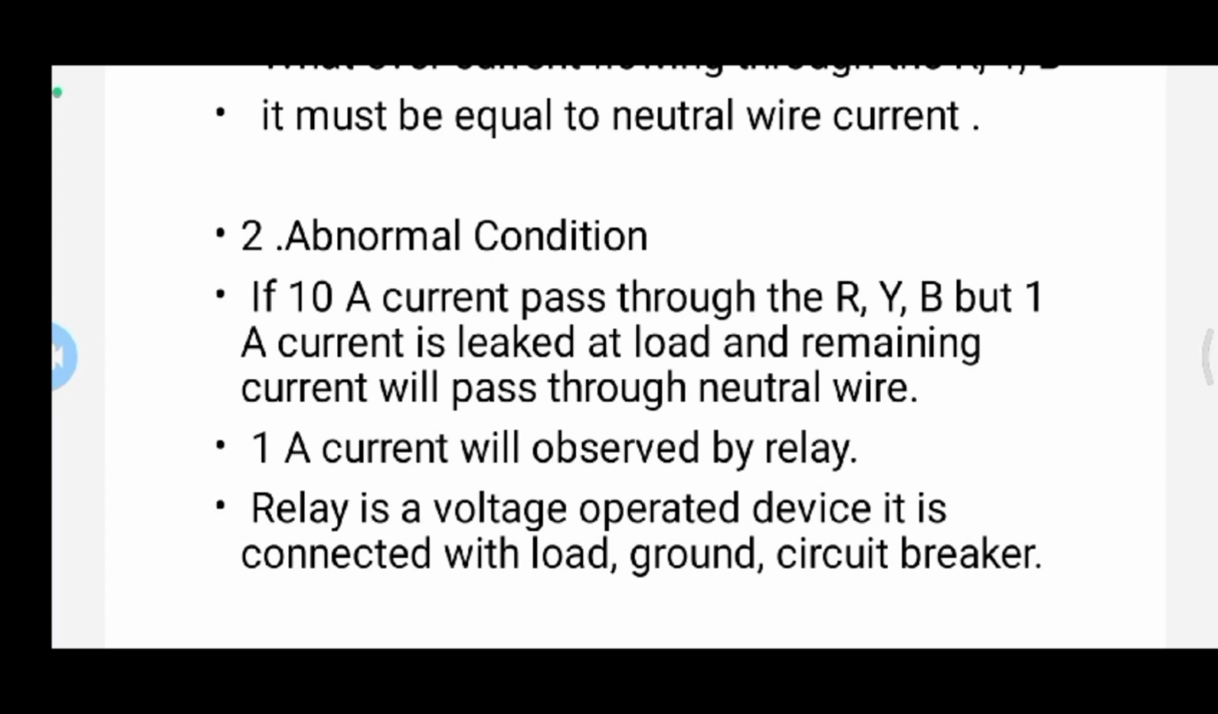What is a relay? What is the use of the relay? The relay is a voltage operated device connected with the load, ground and circuit breaker. The relay will observe the leakage of the current and send it to the ground, and it will give a signal to the circuit breaker. That means there is a leakage of the current at the load, so please cut off the circuit and save the device. Like that we can save the devices and prevent shocks.